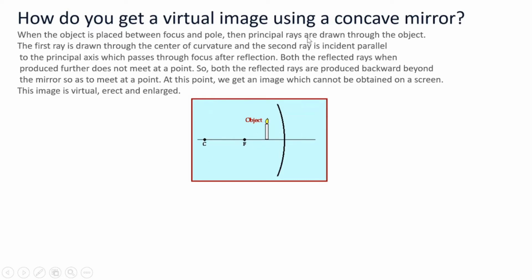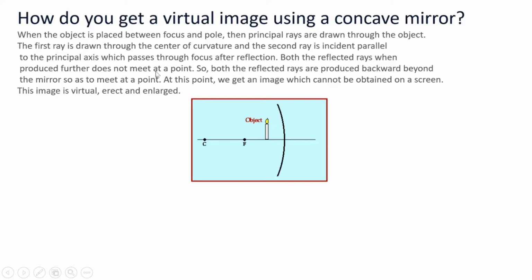Then principal rays are drawn through the object. How are they drawn? See here. These are incident rays. This and this are incident rays.